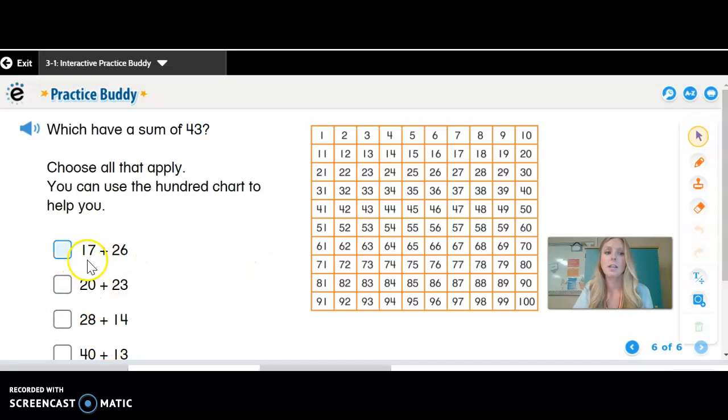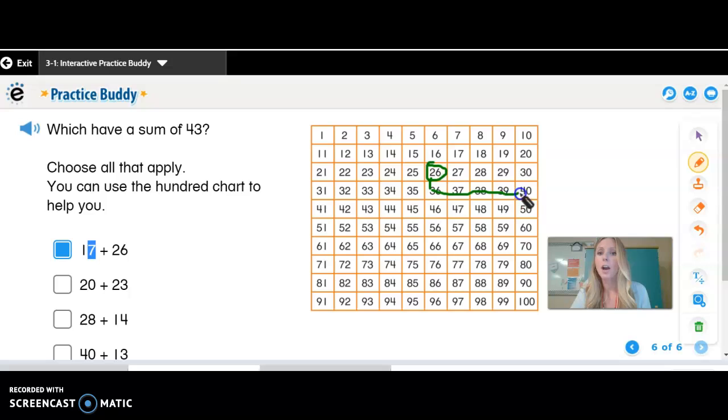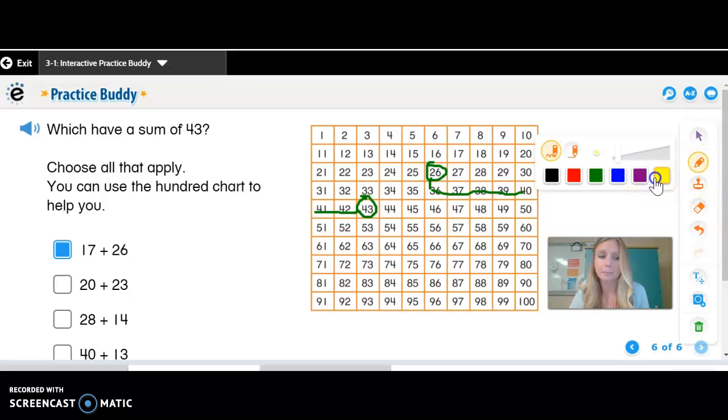Let's start using our chart. 17 plus 26. Which is the bigger number? 26. Get your pencil ready. And let's start with 26. Circle it. And how many tens are we moving down? 1. How many ones are we scooching over? 7. Ready? 1, 2, 3, 4. Drop down. 5, 6, 7. What number did we land on? 43. Was that what we were looking for? Go ahead and mark that. I marked it on accident, didn't I? But it's correct. Let's get a new color and try the next one.